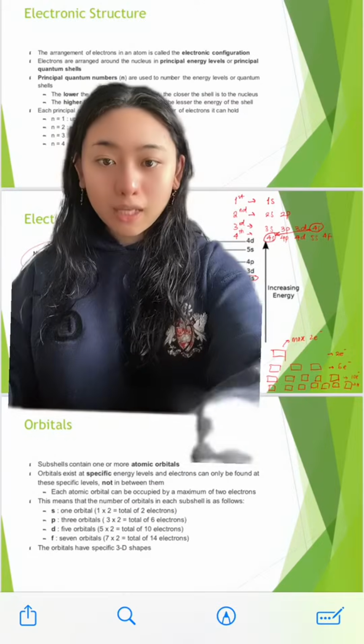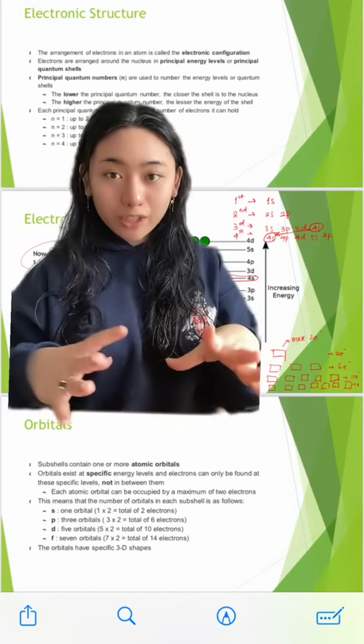Now, just like a hotel, different types of rooms can fit different numbers of people. A standard room would have 2 people, but a family room could have 4 people. It's the same with your subshells. Your subshells can hold different numbers of electrons, and that's where the orbitals come in. At the bottom here, this is where we explain it.